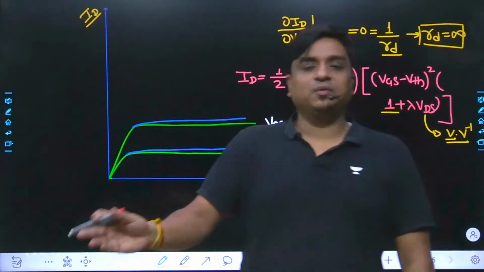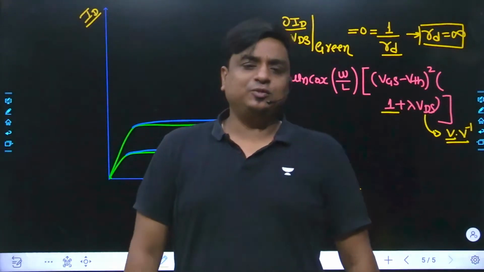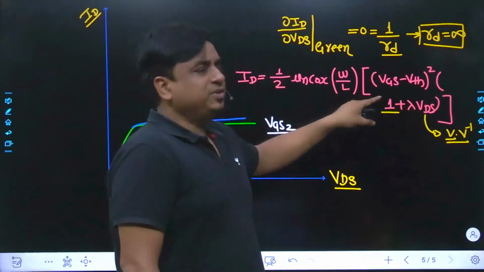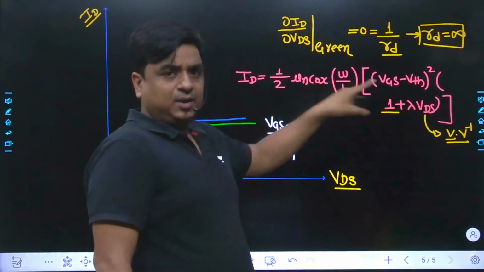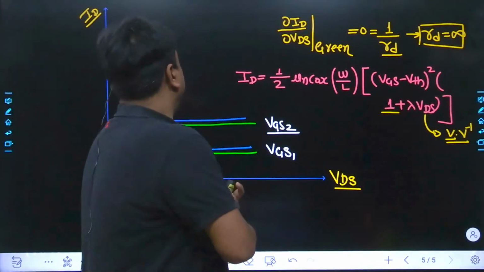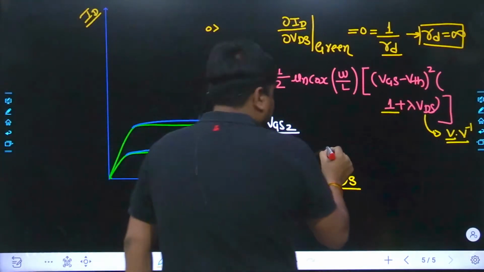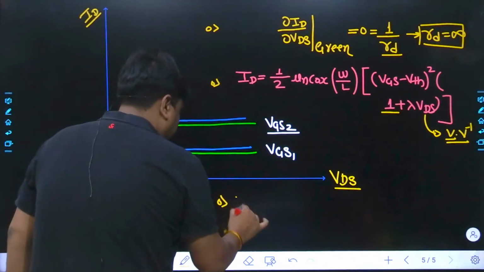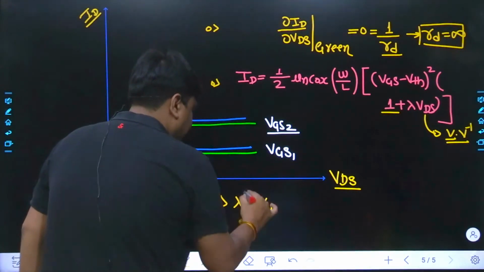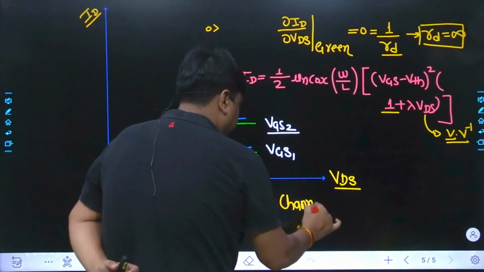So many times lambda is supplied. Many means out of 100, I am saying merely 2 or 3 times. Whenever lambda is supplied, keep in mind, I repeat, keep in mind, you have to feed the data over here and you have to get the value of RD as well. My dear friend, one important assumption: whenever lambda is not given, or it is said that channel length modulation is neglected.